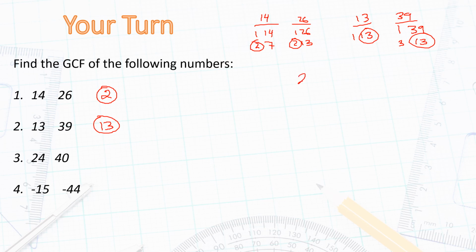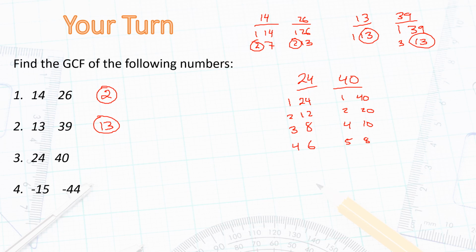24 and 40. So we got 1 and 24, 2 and 12, 3 and 8, 4 and 6. And that'll be as high as we need to go. 1 and 40, 2 and 20, 3 is not, 4 and 10, 5 and 8, 6, 7, nope, that's it.